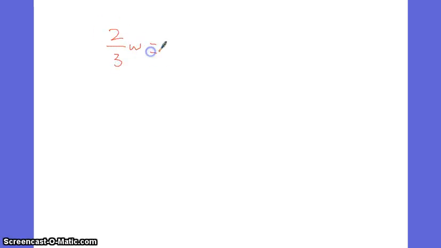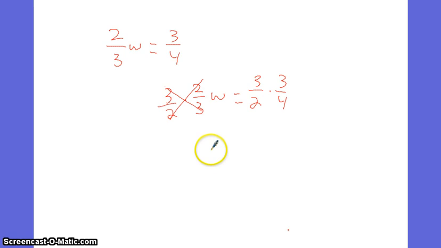2/3 W equals 3/4. Here's an equation. What do I do? I want to multiply both sides by 3/2. Why do I multiply both sides by 3/2? That isolates my variable. What do I get? W equals 9/8. Okay? I could make that a mixed number, or I could leave it just as it is.